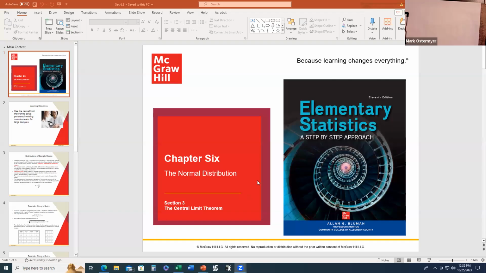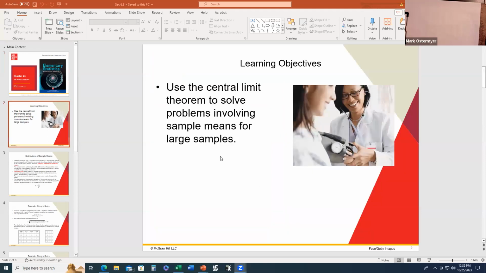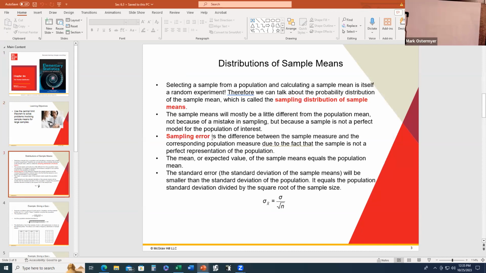All right, so section 6.3, the central limit theorem. By the time we get done with this section, we will use this theorem called the central limit theorem to solve problems involving sample means for large samples, okay? All right, now selecting a sample from a population and calculating the sample mean is itself a random experiment.